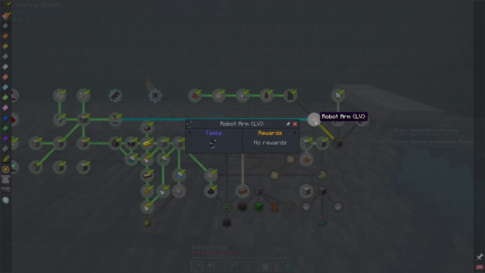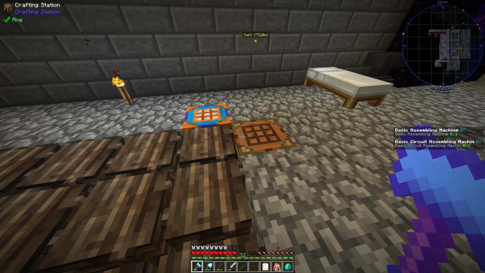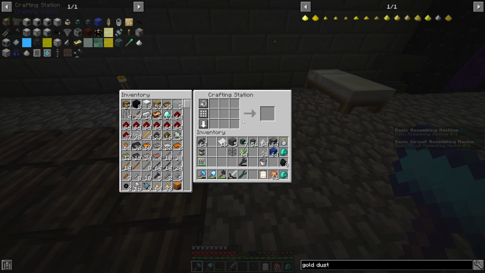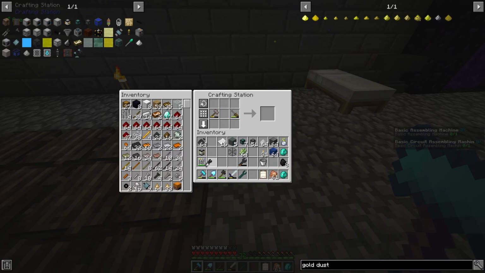Basic circuit assembler. It's going to need us to create a robot arm first. So let's go ahead and do that. Hopefully we have everything we need. We just need to make a piston and a gear. We need our wire cutter. Oh no, we're going to have to make a wire cutter again. The worst crafting in the game. Steel wire cutter. Okay, not too bad.